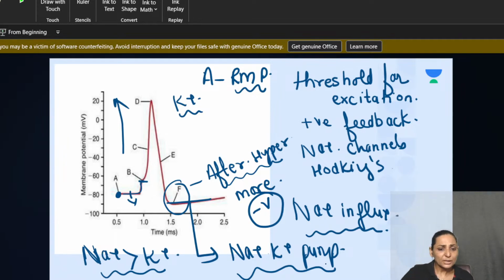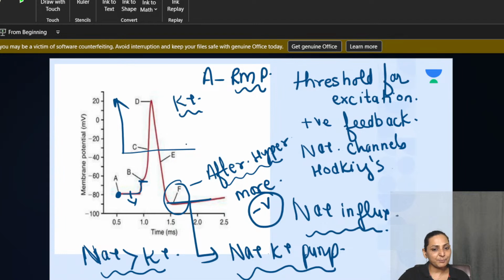Okay, so you must remember that if you are asked point wise, point A is what? It is the RMP. Point B is the threshold for excitation. Point C is the overshoot. Okay, the overshoot has crossed 0. It is going to be the overshoot till D. Then E is repolarization, and F is after hyperpolarization.